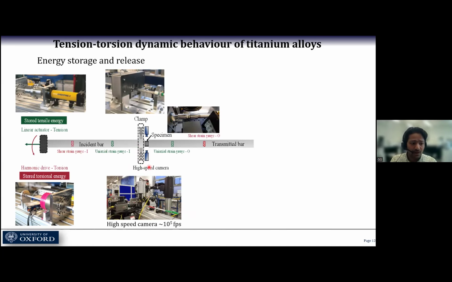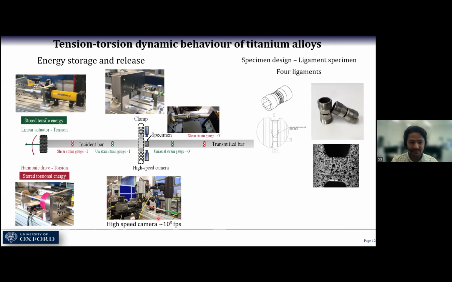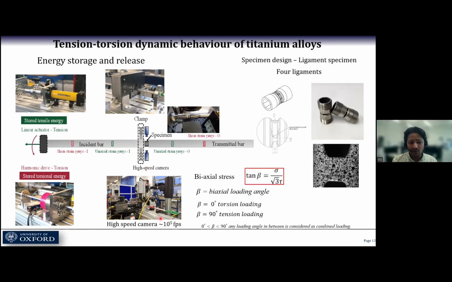We also used multiple camera setups since we were using a wide range of specimens, such as tubular and ligament specimens. For this particular study, we needed multiple cameras in order to observe if any failure occurs on any side of the specimen. And for this particular study, I used a very specific design, which has four ligaments placed circumferentially with a 1 mm gauge length and 1.5 mm width. For combined loading conditions, I used the ratio between the normal stresses and the shear stresses to define the range and the domination of the loading, whether it is tension-dominated or shear-dominated.